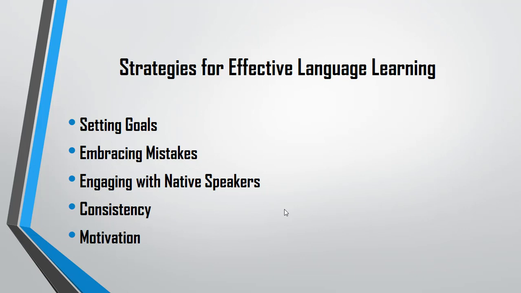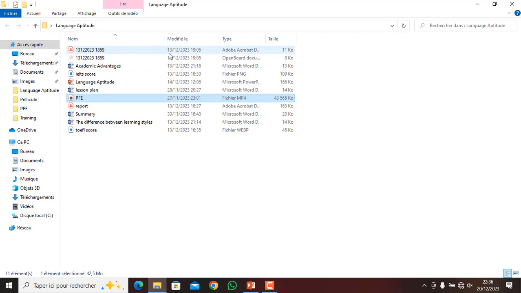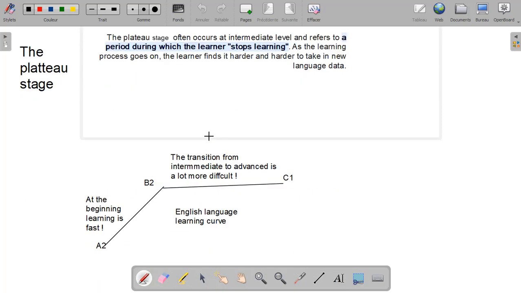So before we move on to the strategies for effective language learning, I want to show you guys a very important concept that most English language teachers should be aware of. I will move to the board. So the concept is called the plateau stage. The plateau stage is a period during which the learner stops learning.